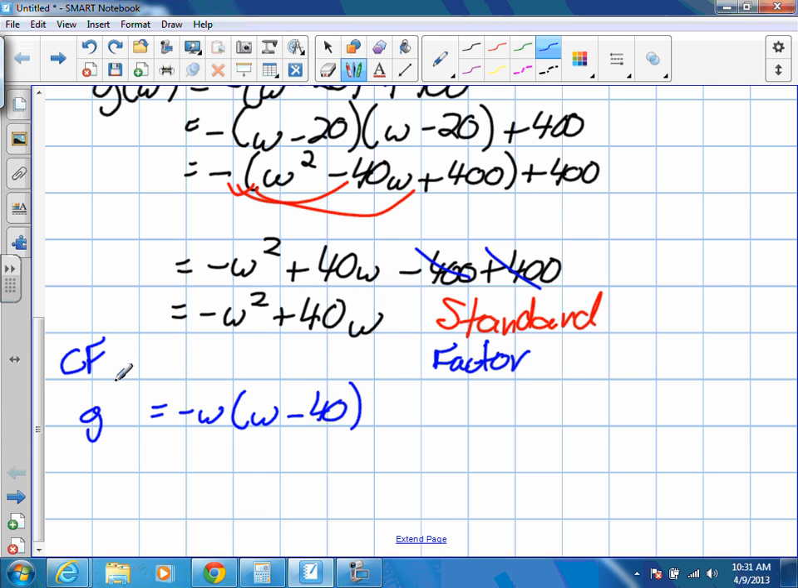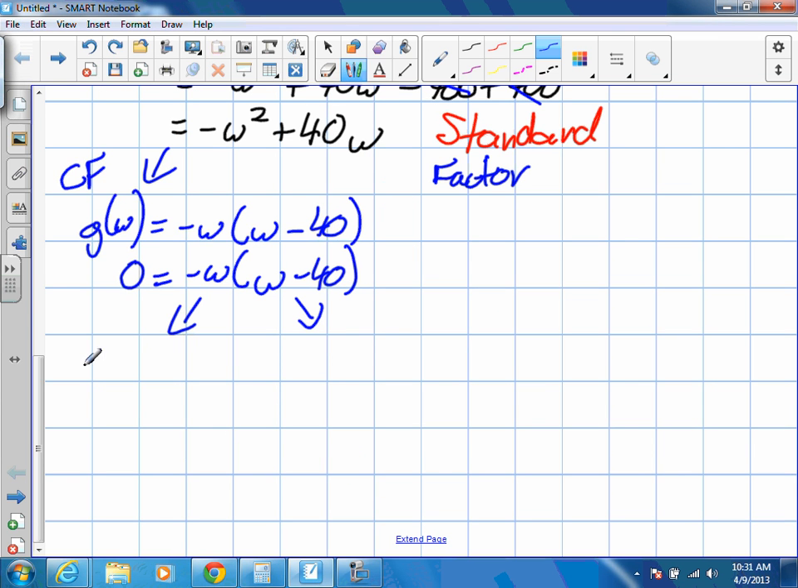If we're trying to find x-intercepts, we set GW equal to what? 0. And then we'll have negative W times the bracket is equal to 0. So we split the equation from here. So you remember this from your test. We have negative W equals 0, which means W equals 0. And we have W minus 40 equals 0, which means W equals 40. We found two x-intercepts. How can we find the vertex from here?